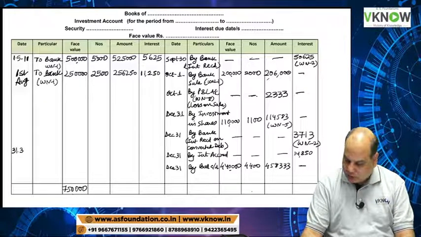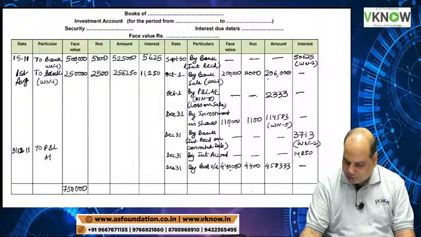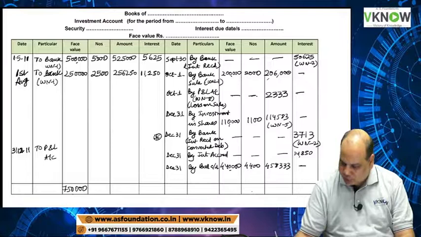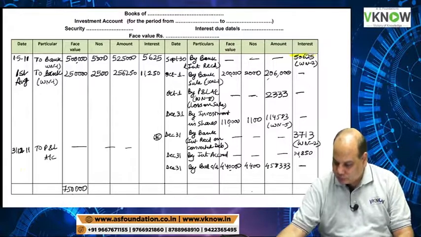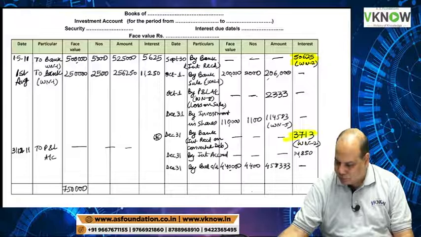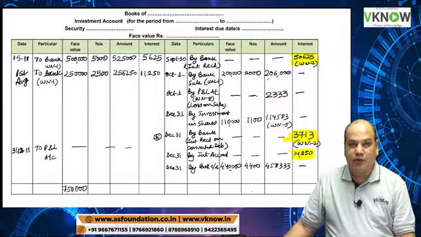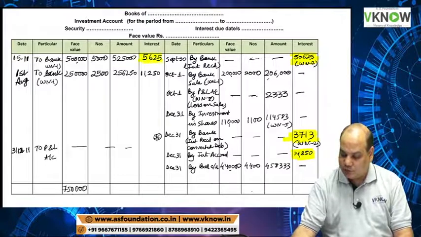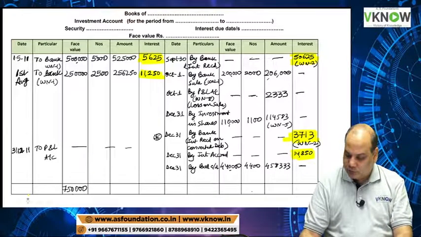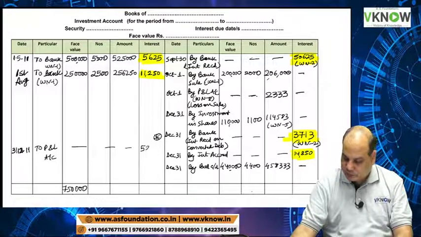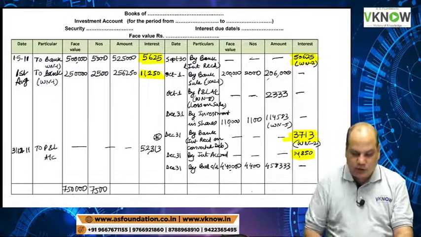And only one more thing is pending. On the debit side, 31st December, to P&L account, this interest amount you will transfer to P&L account. Student will take total of the credit side: 50625 plus 3713 plus 14850 minus 5625 minus 11250. So the answer is, somebody rightly answered, 52313.